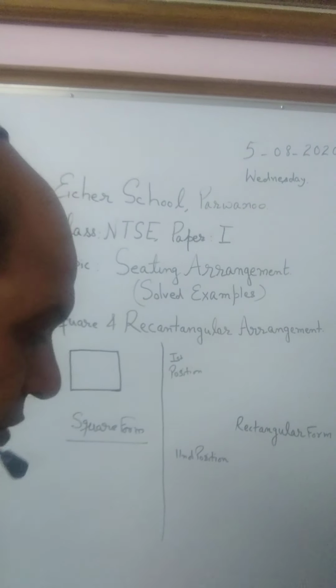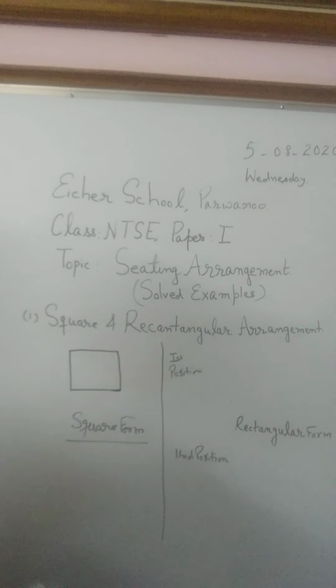Now, see on the board. In the first part, we have square and rectangular arrangements. Actually, it is two combined sections: one is square and the other is rectangular arrangements. So first of all, I will start with our square arrangement.